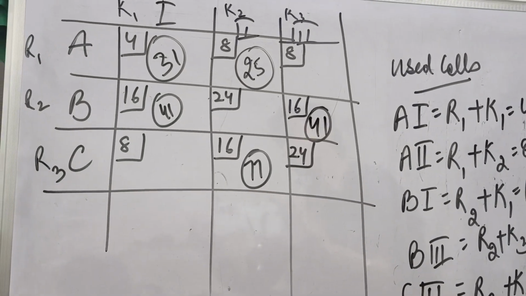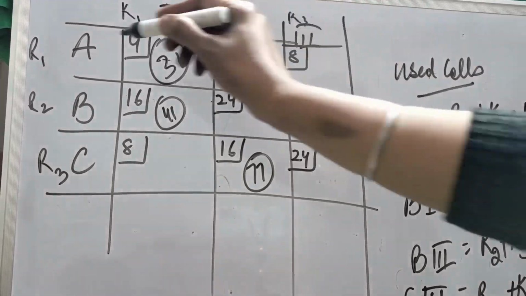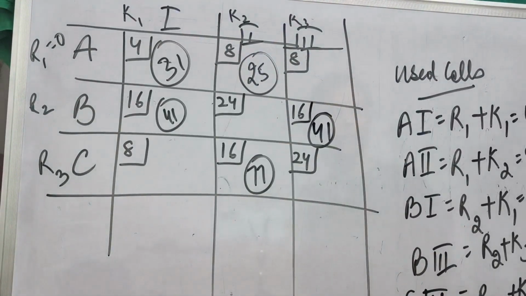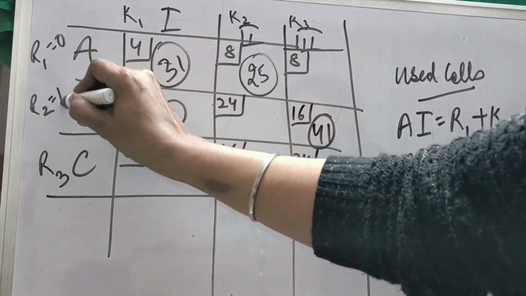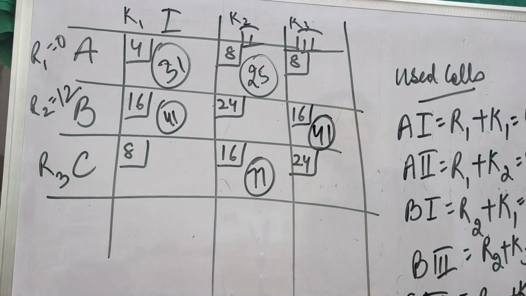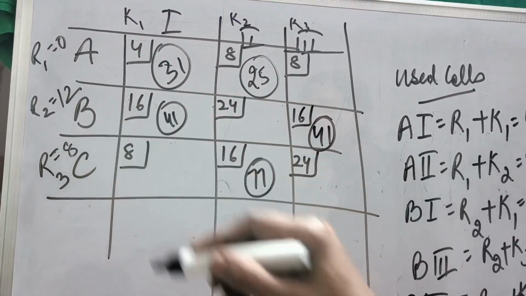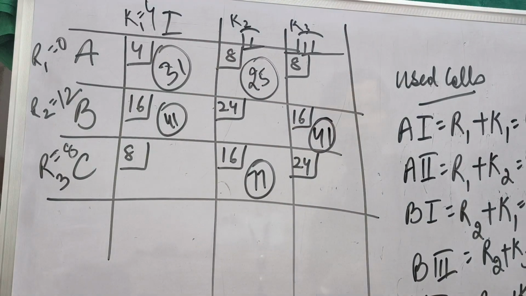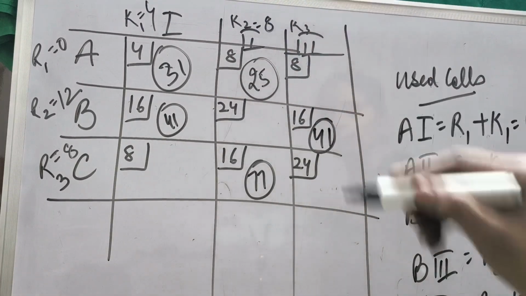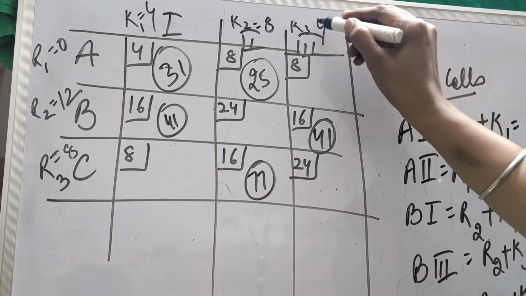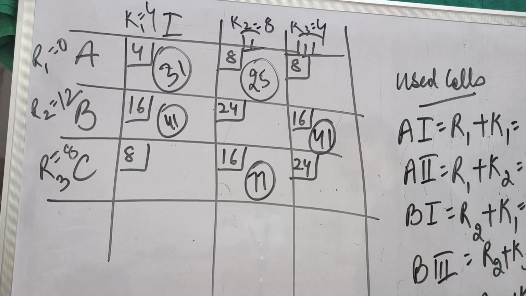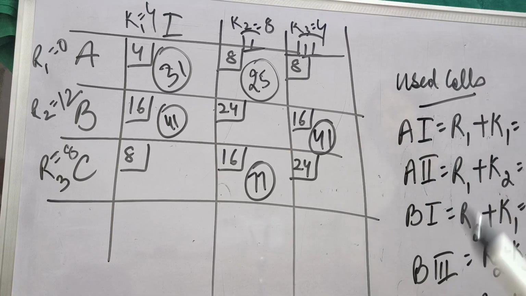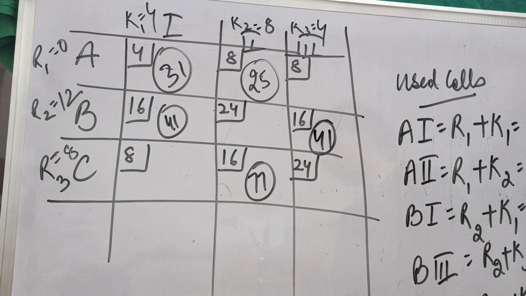So our table is this. R1 we have assumed it to be 0. R2 we calculated, it was 12. R3 we calculated, it was 8. K1 we calculated 4. K2 we calculated 8. K3 we calculated was 4. So once we calculated these values, let's put these values in the unused cells.